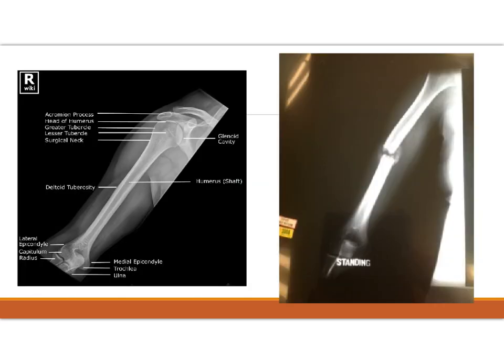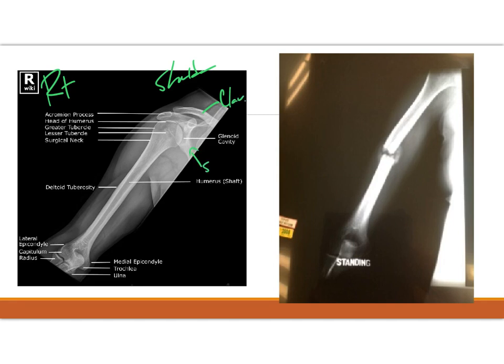All right, then we got a really nice clean and labeled image of the right arm. Again, you would know this is the right because you're looking at this person face to face. So here's their right shoulder. So we got the clavicle right there.